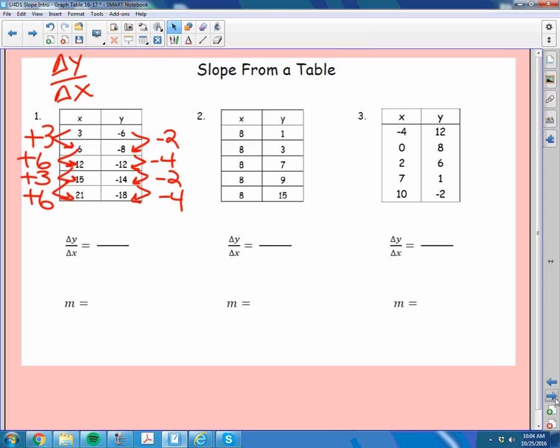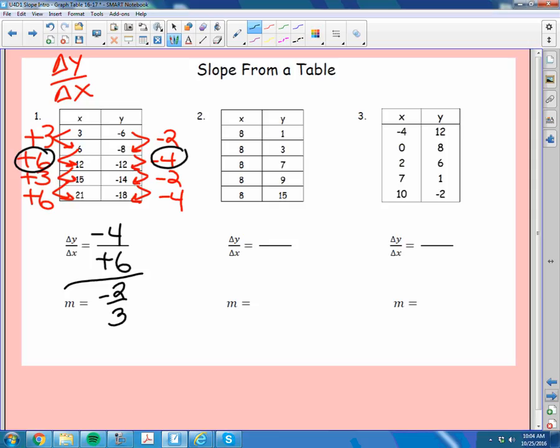Once you do all of them, which you will do on this first assignment, you will always do all of them. You simply pick a corresponding change in y and a corresponding change in x, and you write them over one another. Negative 4 over positive 6. In your calculator, you type in negative 4 divided by 6, and you do math, enter, enter, and it will tell you it's negative 2/3. You simply simplify it. And by the way, what is it if we've done these two? Negative 2 over 3. Slope is constant.